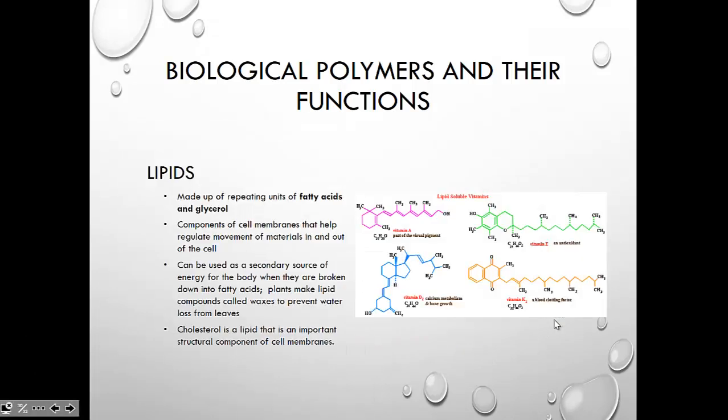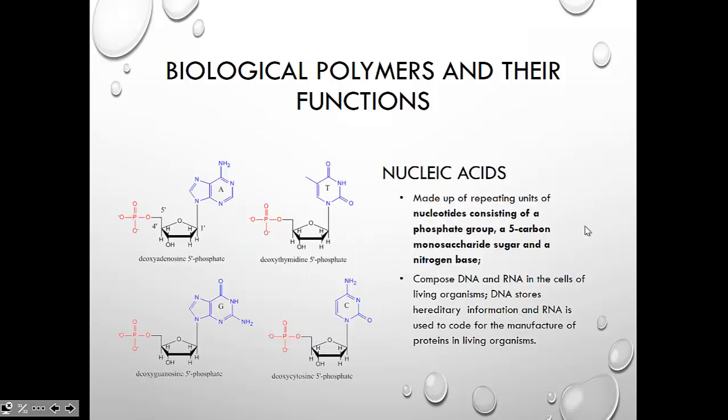Lipids are comprised of fatty acids. So an example of a lipid would be wax. And lastly, nucleic acids are polymers made up of your DNA bases. Adenine, guanine, thymine, and cytosine that you learned about in biology, those are the monomers that come together to form your nucleic acids, DNA, RNA.